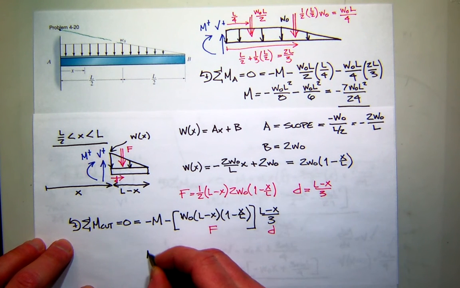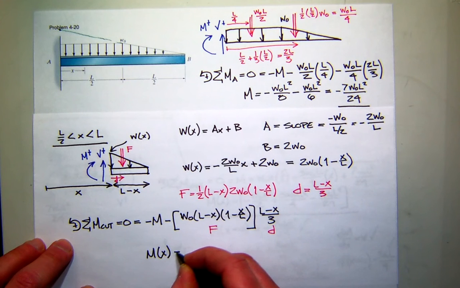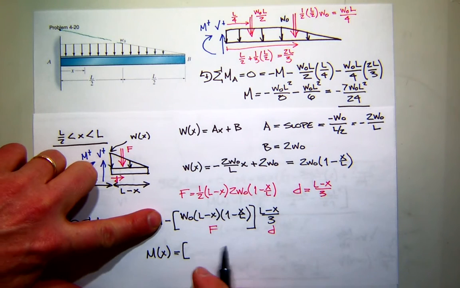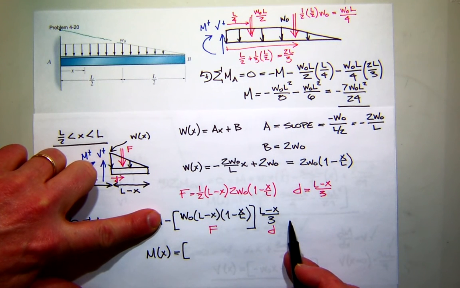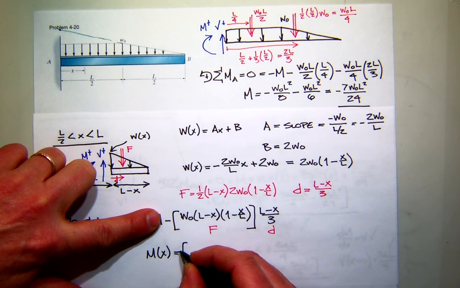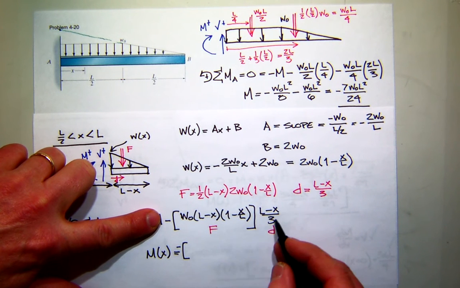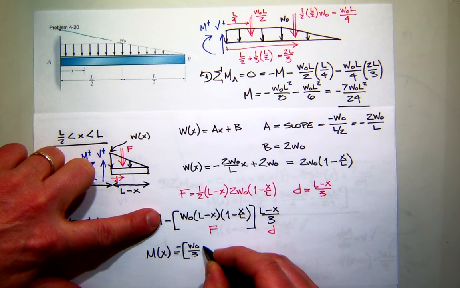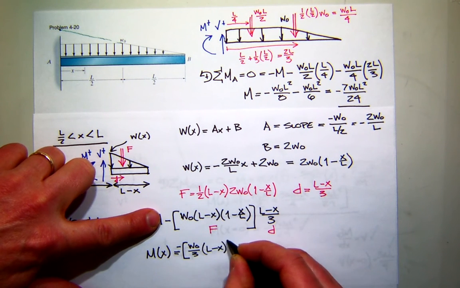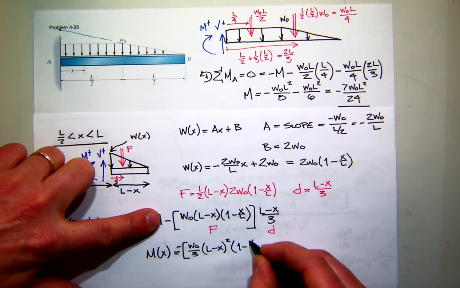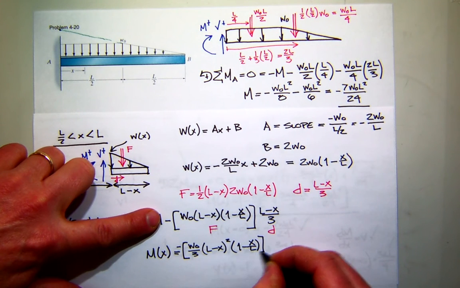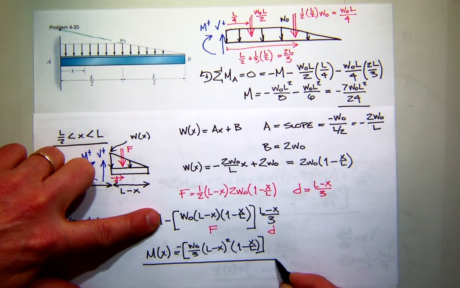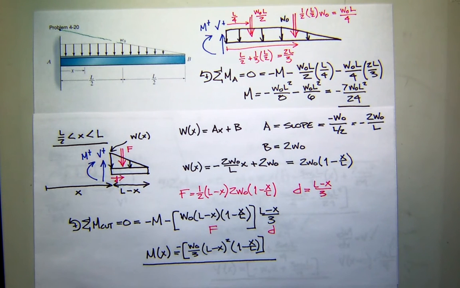So solve for the moment. So the moment as a function of X will just be all of that stuff. I'm going to leave the minus sign right where it is. There's an L minus X, there's an L minus X. So I'll bring the 1/3 in. So I've got W naught over 3 times L minus X squared times 1 minus X over L. Here's your moment equation. You just leave it like that. You don't have to expand it.